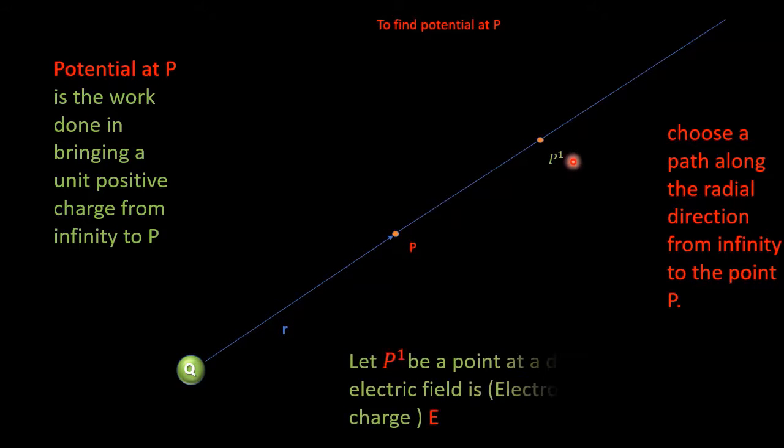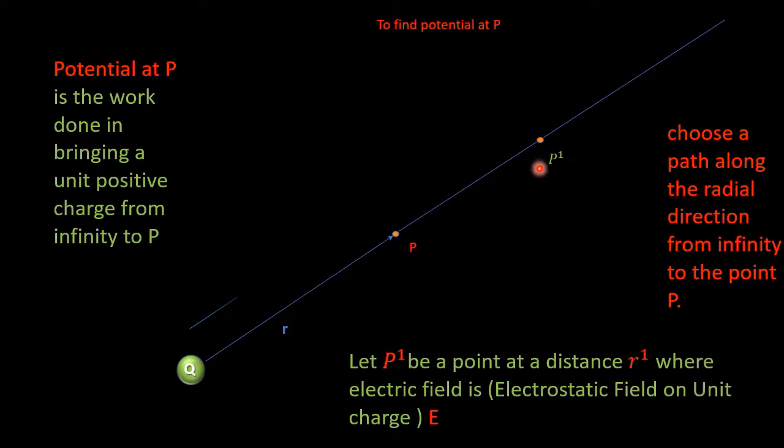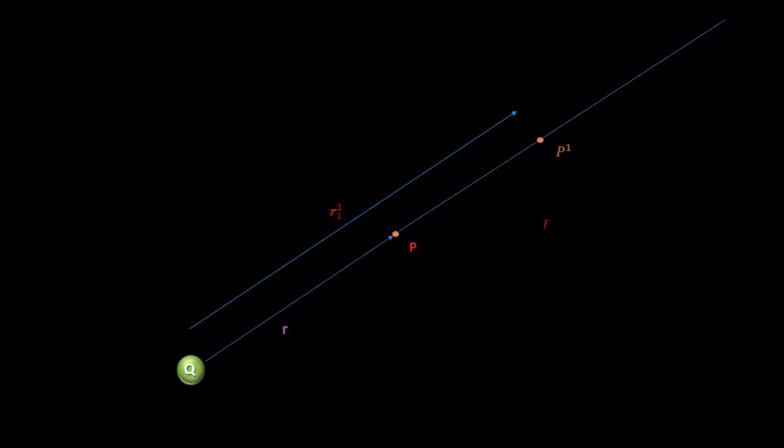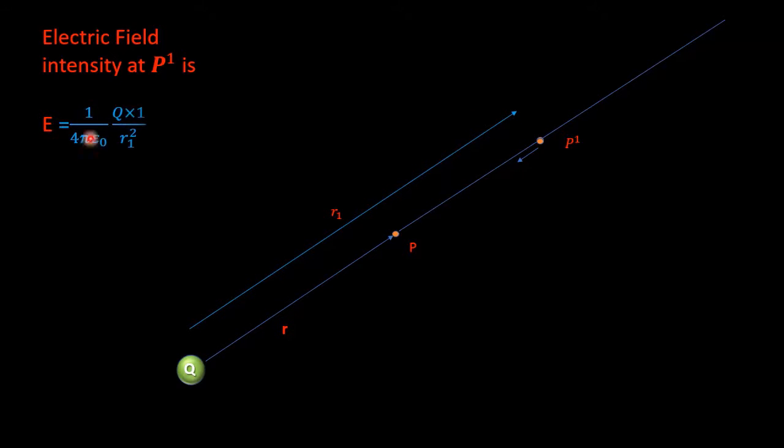On that line, consider another point P dash, which is at a distance R1 from the charge Q. Let us consider the electric field at that point P dash to be E. The electric field intensity at P dash is E, which is equal to 1 by 4 pi epsilon 0 Q into 1 by R1 square.